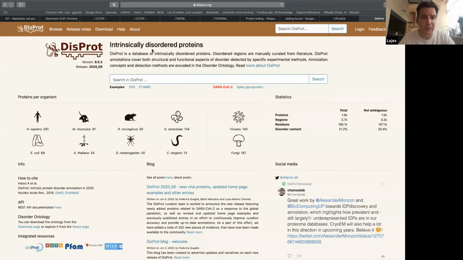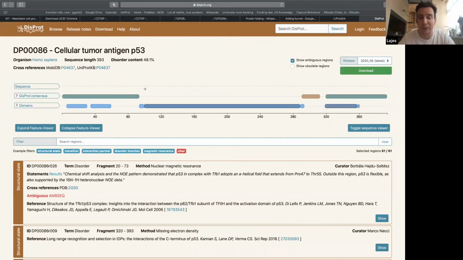This is the database dedicated to disordered regions. You can find different proteins. Of course, one of the best examples of a disordered protein is P53, where you can see which parts are disordered. Not the whole protein is disordered, but these ones, the green parts, are disordered.